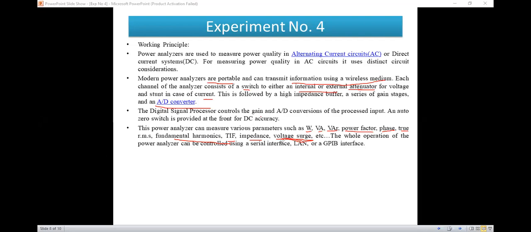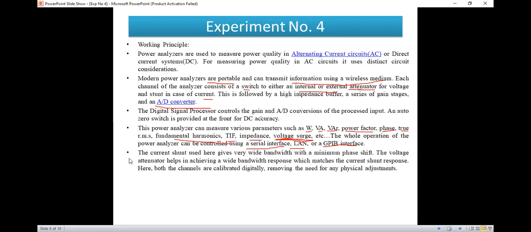So this voltage surge can also be measured by using a power analyzer. The whole operation of the power analyzer can be controlled using a serial interfacing circuit, LAN or GPIB interface. These are the interfacing circuitry used in the power analyzer. Now the current shunt used here gives very wide bandwidth with a minimum phase shift. The voltage attenuator helps in achieving a wide bandwidth response which matches the current shunt response. Here both channels are calibrated digitally, removing the need for any physical adjustment.